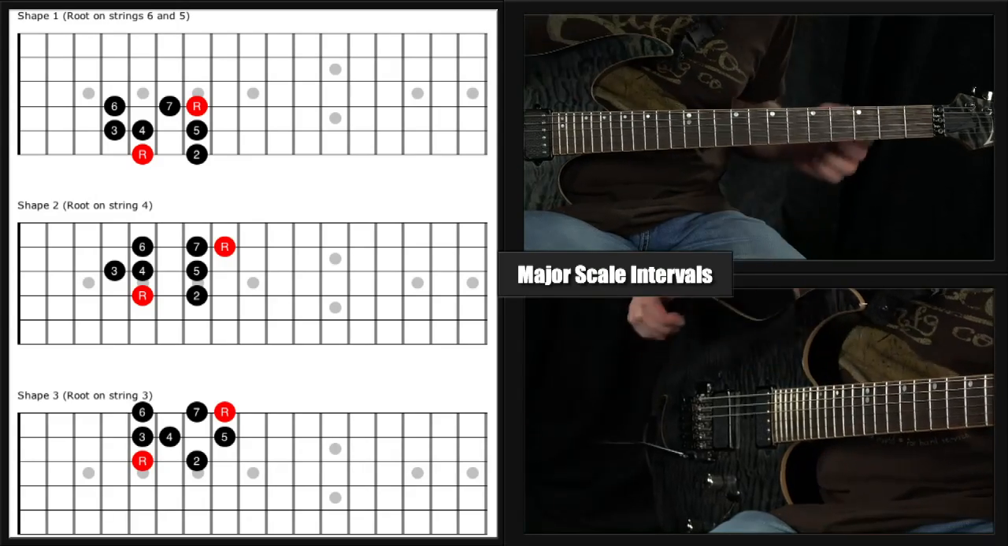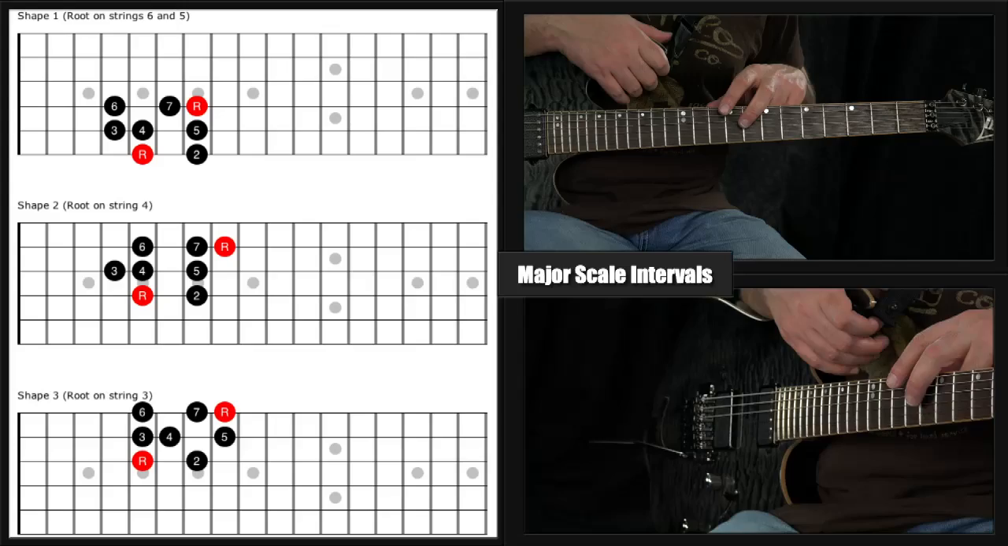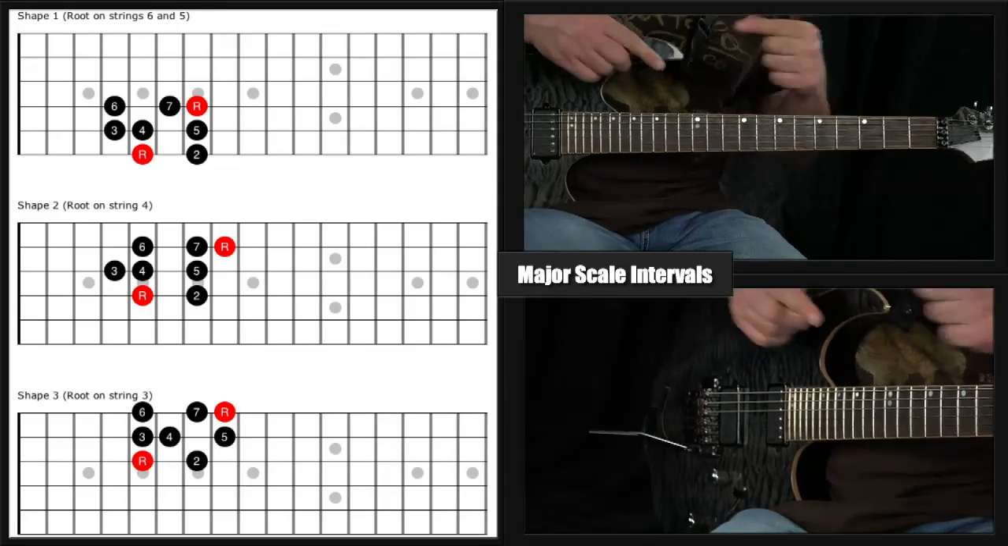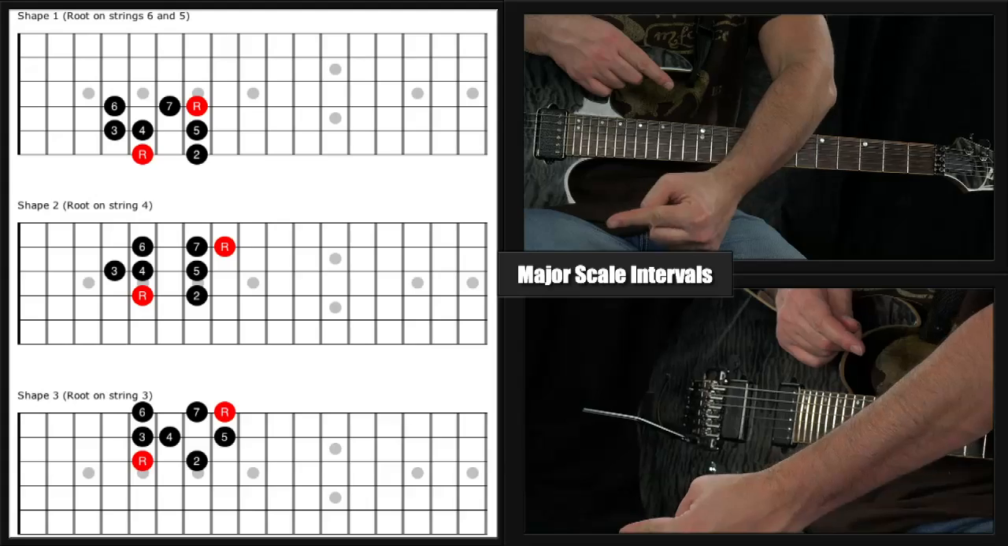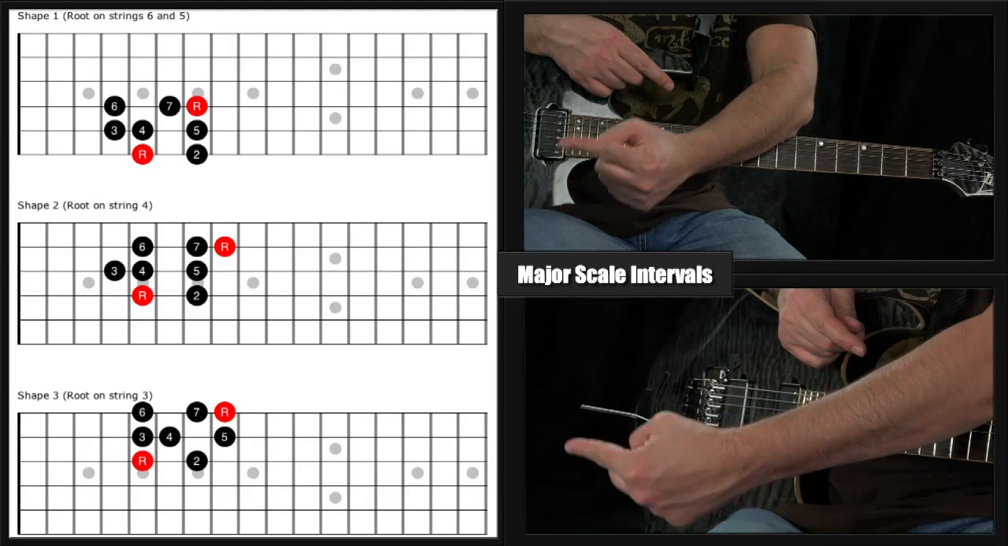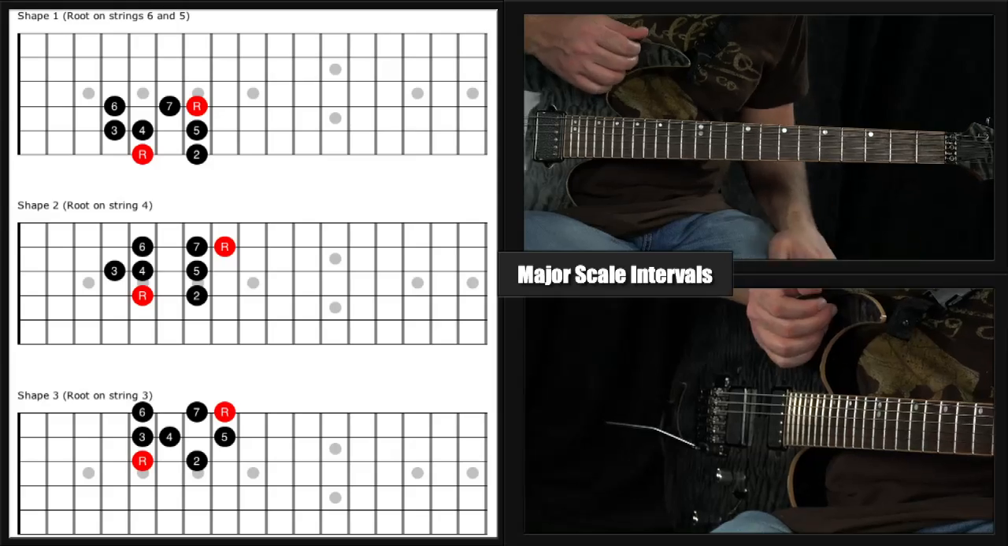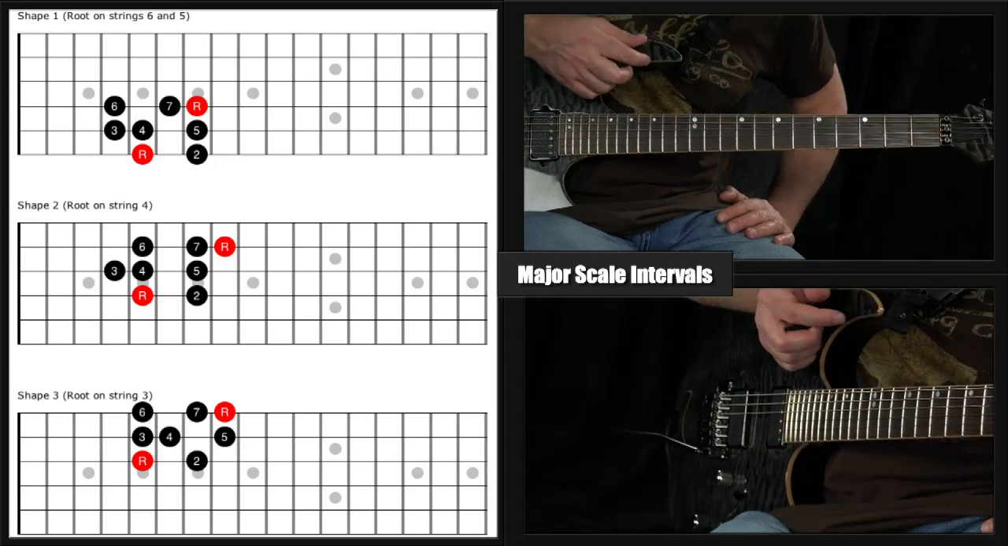Let's use that shape a little bit. Consider the root on the 4th string, 5th fret, just like the diagram for shape number 2. I can't do it. Thought it would be cool to do it, but maybe this one right there. Shape number 2, I want you to play a minor 3rd.